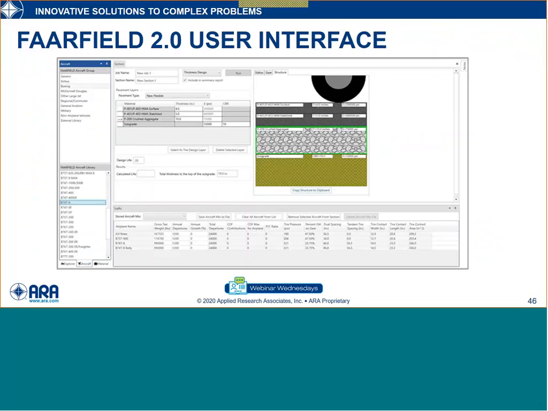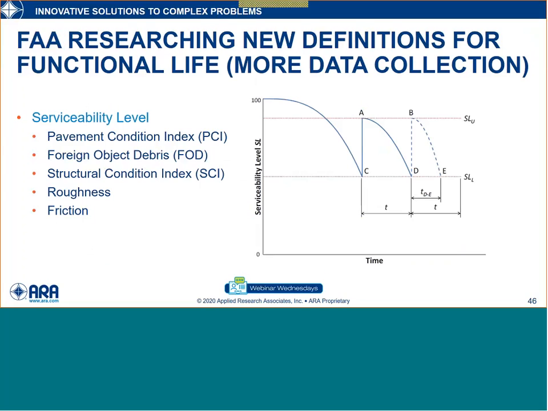Here's just an example of what that new FAARFIELD graphical interface looks like. It will be a lot more user-friendly, more intuitive, easier to use. I talked about the ongoing FAA research trying to figure out what they would need to change in their design procedures to go to a 40-year design life. And one of the realizations there is that pavements can fail from a number of different mechanisms. Right now, we're primarily just using PCI as the definition of failure.